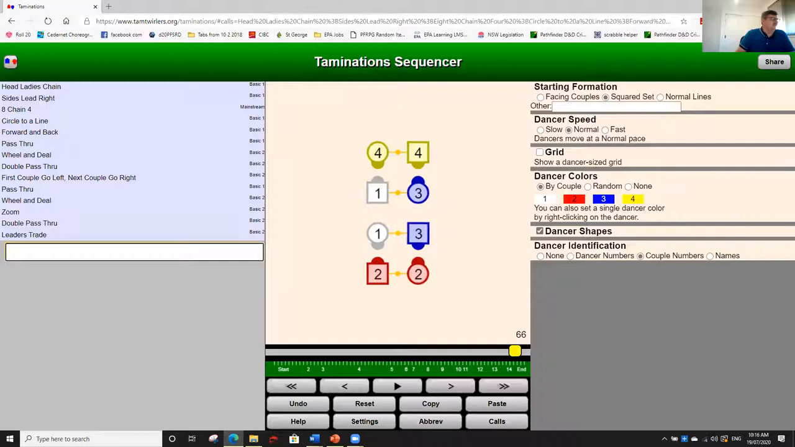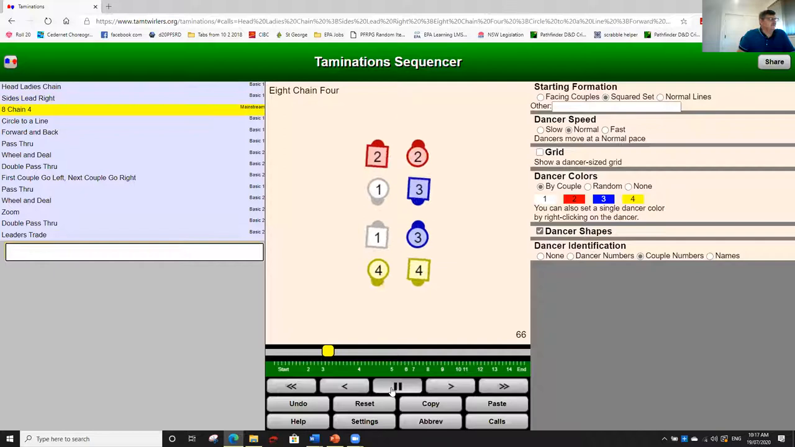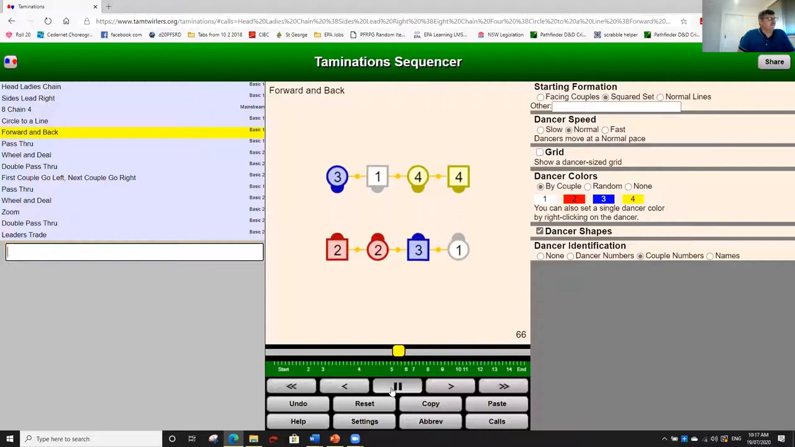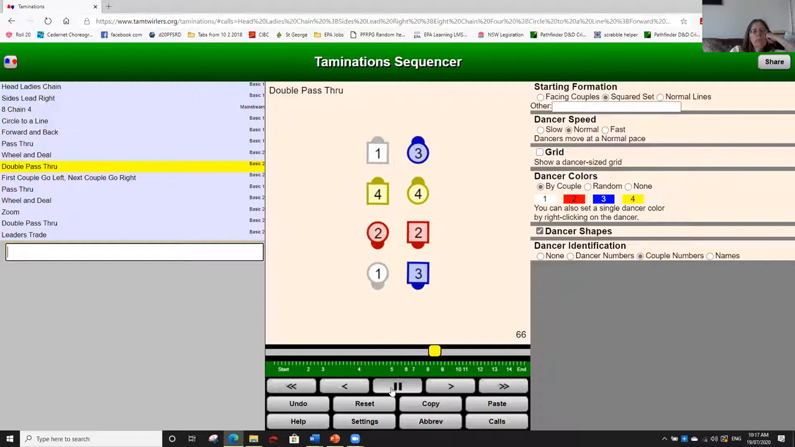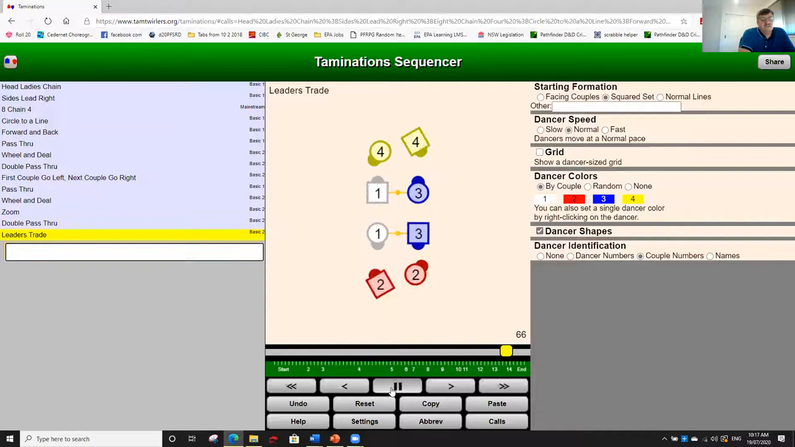In the patter, it looks like this. Head ladies chain, sides lead to the right, four. Circle to a line. Oop, that's a body flow problem. Forward and back. Pass through, wheel and deal. Double pass through. First couple go left, next couple go right. Pass through, wheel and deal. Zoom. Double pass through, leaders trade. So I've now, and I'm still sitting at my desk with my checkers, I've noticed a body flow problem with that sequence. How can I change that eight chain four, circle to a line so it's not so awkwardly dramatic? What can I put in there?